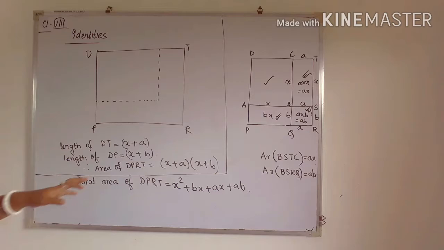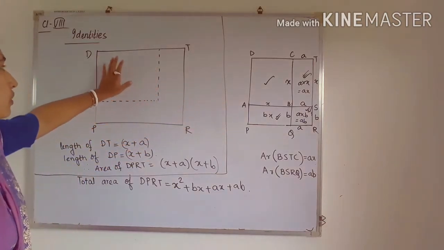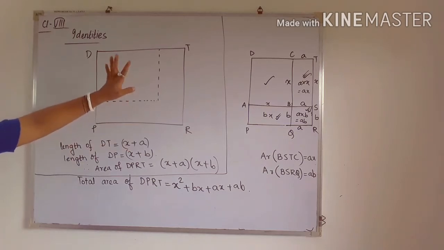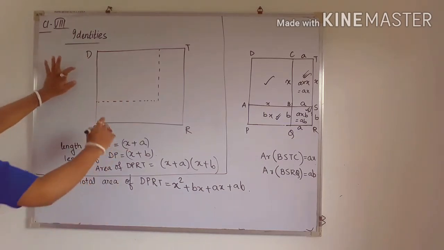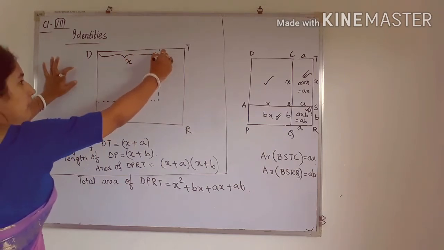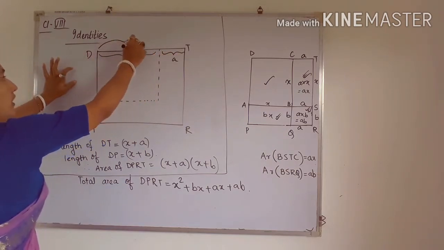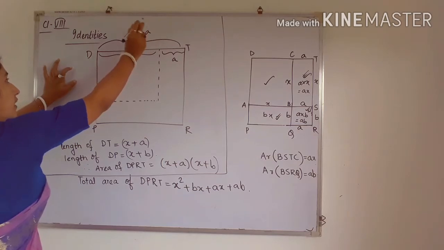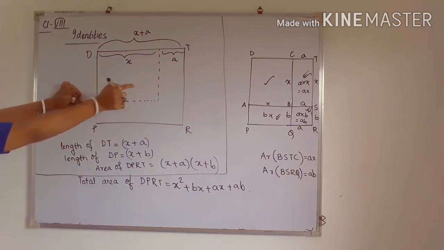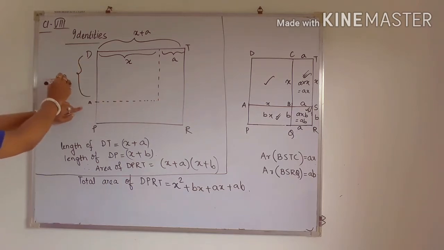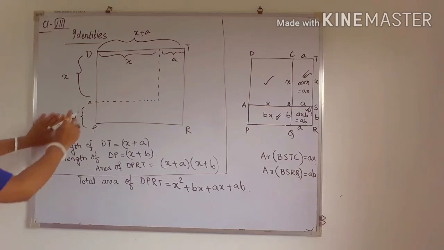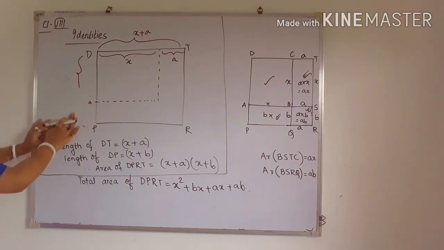So see students, this diagram I have drawn again. See this one. This is a rectangle DPRT. And what is the length of each side? See, from D to T up to this one, this was AX and this length is A. So what will be the total length of DT? Yes, X plus A. Similarly, from D to this point, this was our A. So from D to A, this was our X, and from A to P, our length is B. So what will be the whole length? Yes, you can say the whole length is what?